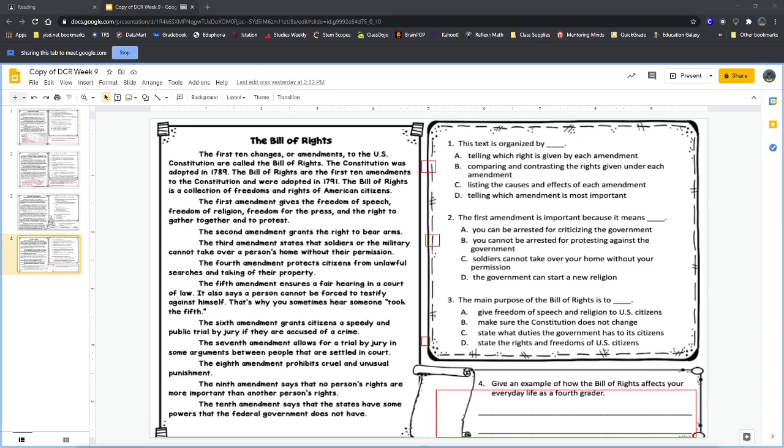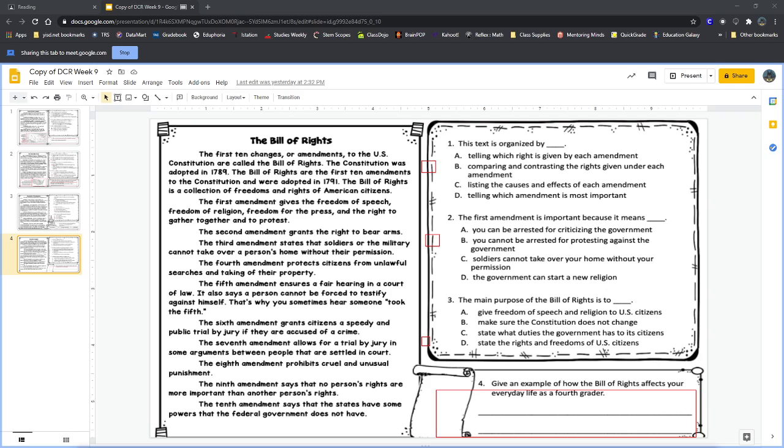So let's start by reading our questions, and then we'll read our story before we go back and pick our answers. This text is organized by blank. We had talked before about different ways to organize a paragraph or to organize your writing. So they want to know, how did they put this in order? Or what order are they using?